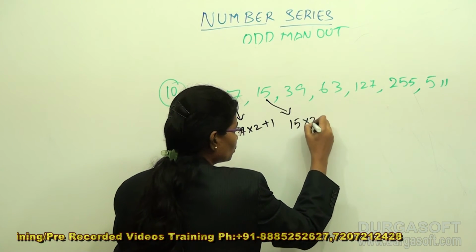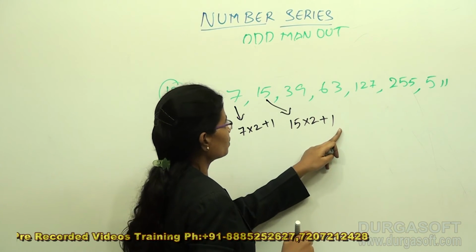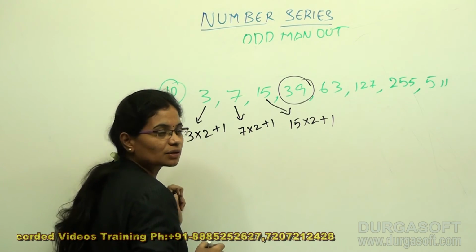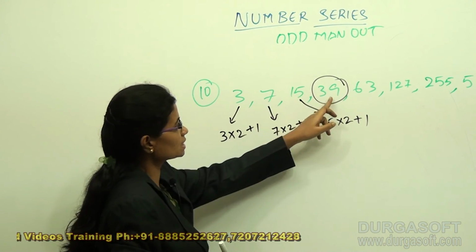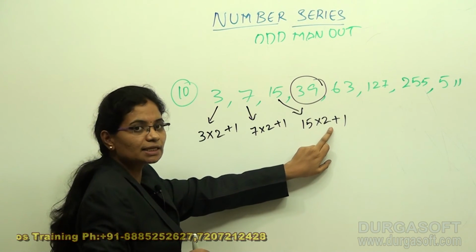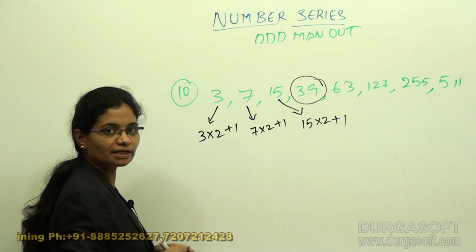15 into 2 plus 1. 15 into 2, it is 30. 30 plus 1, 31. I should get 31, but I got 39 here. So 39 will be the odd man out here. So this is the number which is not following the series. As 15 into 2 is 30, 30 plus 1 is 31, I should get 31 instead of 39.